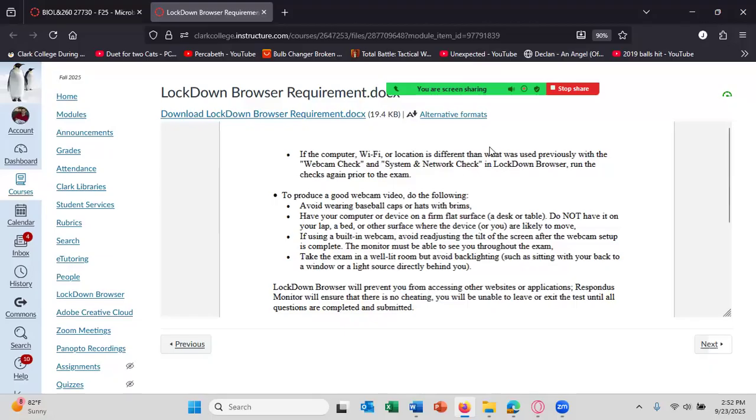Let me see how I'm doing here. Good, it's working. Sometimes it doesn't seem to work when I have the light on, and this time it's working.